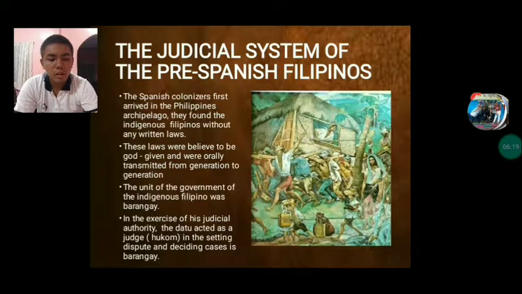The government was patriarchal and a form of unit government. A barangay was a settlement of about 30 to 100 families, each barangay governed by the dato. The dato exercised all the functions of government: the executive, the legislative, and the judicial. Until now, the executive in our barangay is the barangay captain.